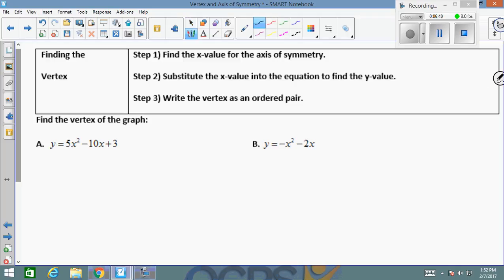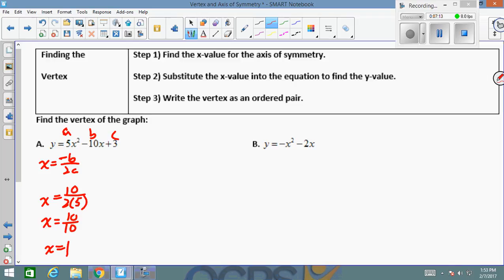Okay, so again, we're going to start with our x equals negative b over 2a. Remember, it goes a, b, c. In this case, b is negative 10. So because it's negative 10, and I have that negative, it's going to become positive 10 in the equation, over 2 times my a, which is 5. 2 times 5 is 10. So 10 over 10 is 1. So there is my axis of symmetry, my vertex.